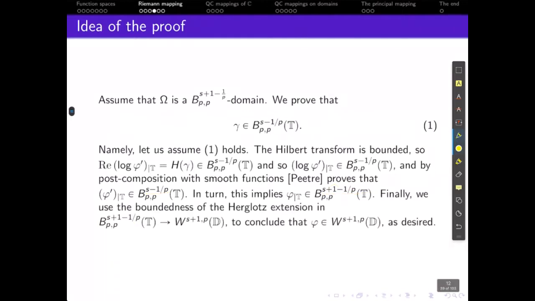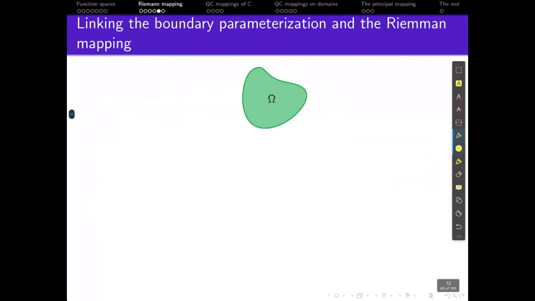So finally, we use the boundedness of the Herglotz extension. If the boundary values of phi are in the Besov scale, then phi needs to be in the Sobolev scale, because the Herglotz extension maps the trace to the original function space. So that's all. We only need to prove that. And what is the relation between gamma and the boundary parameterization of the domain? This is what I will explain next.